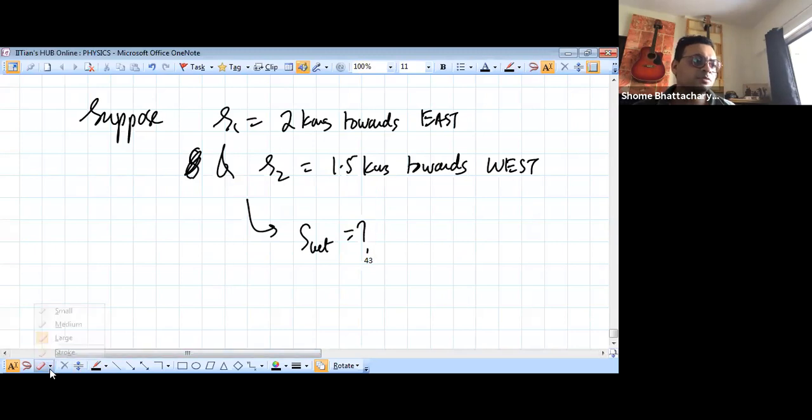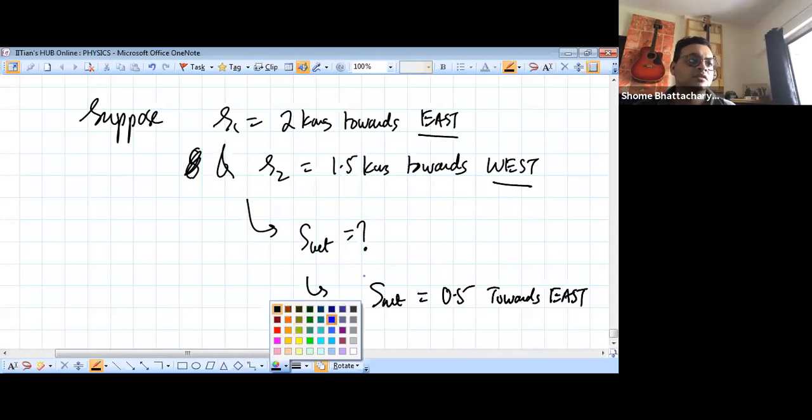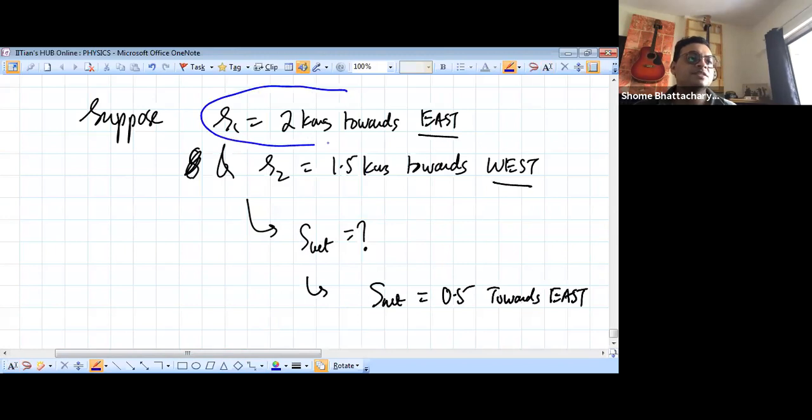What is the answer we would get over here, people? It would be 0.5. That's correct, na? Because one is towards east, one is towards west. So now I would see that the net displacement would be 0.5 towards east. Okay. So why am I able to say that? Because this is a complete definition. Now this value of displacement that I've given you is a complete measurement.